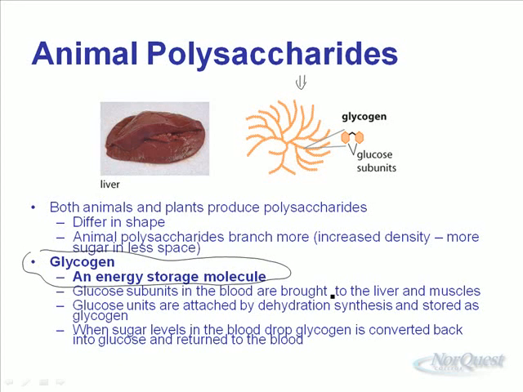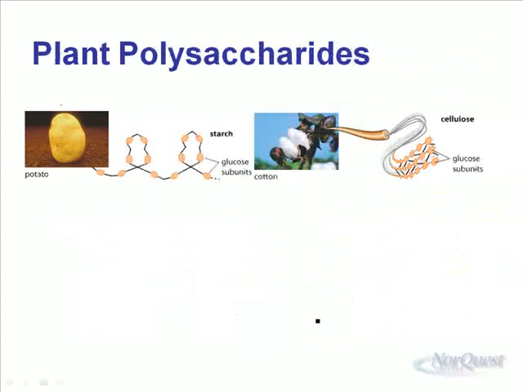Those glucose subunits are brought to the liver and assembled by the liver and muscles by dehydration synthesis, and then they're stored as glycogen. When the sugar levels in our blood drop, the reverse reaction happens, and we get hydrolysis. So those are animal polysaccharides.